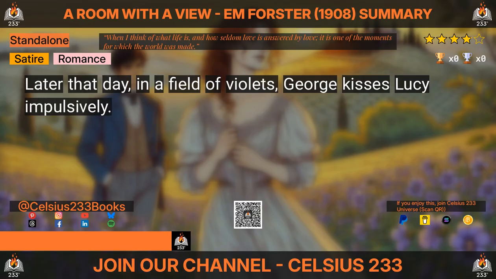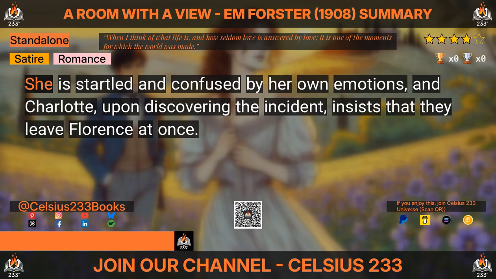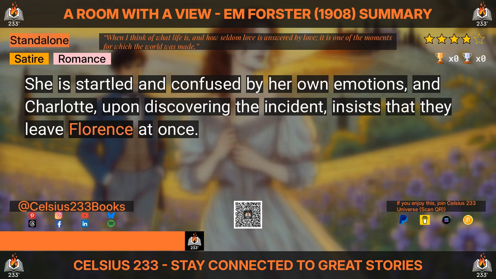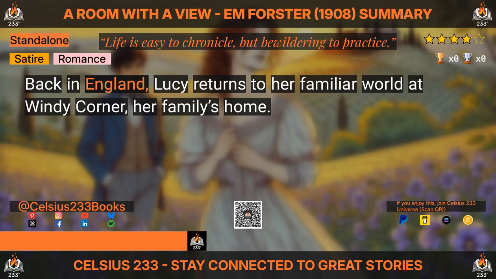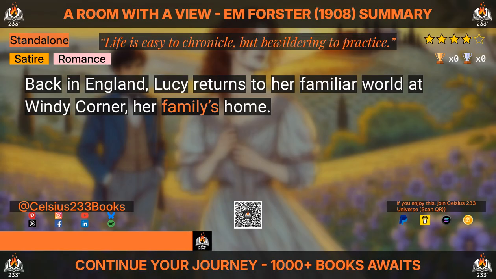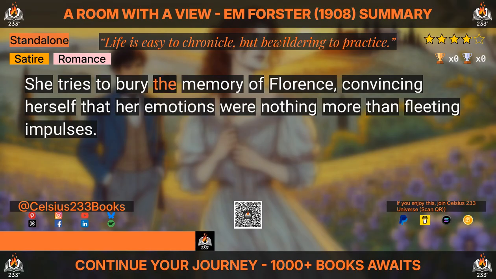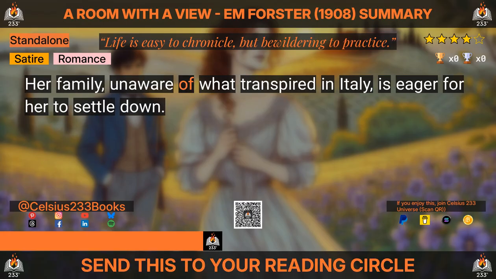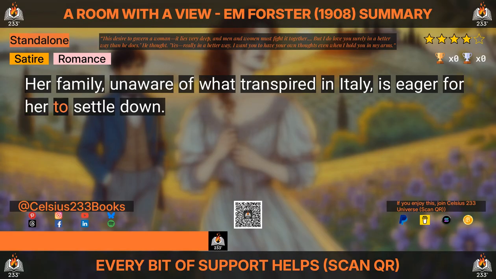Later that day, in a field of violets, George kisses Lucy impulsively. She is startled and confused by her own emotions, and Charlotte, upon discovering the incident, insists that they leave Florence at once. Back in England, Lucy returns to her familiar world at Windy Corner, her family's home. She tries to bury the memory of Florence, convincing herself that her emotions were nothing more than fleeting impulses. Her family, unaware of what transpired in Italy, is eager for her to settle down.